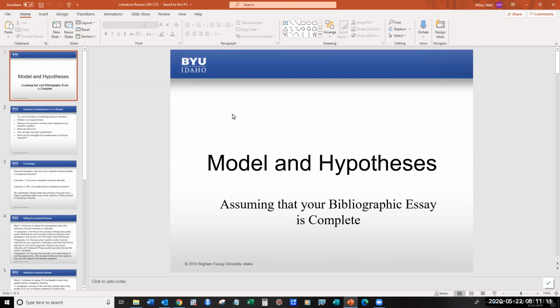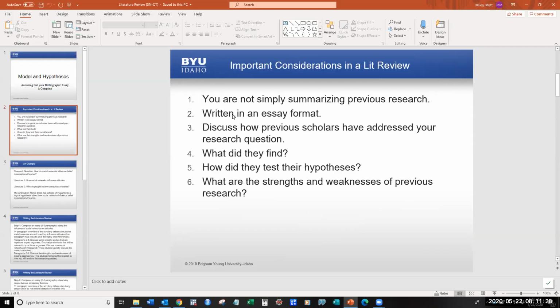So as long as you hand something in for that literature review assignment, I'll give you full points, but it's to your advantage to get as much done as possible so that you can have your midterm exam basically completed. Okay, so in a literature review, remember these important points, right?